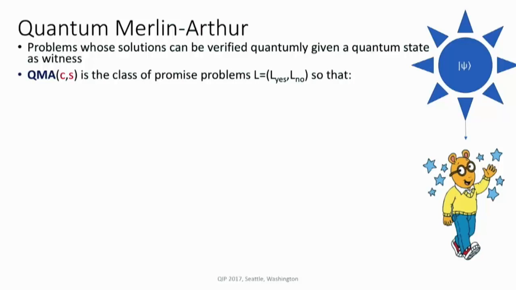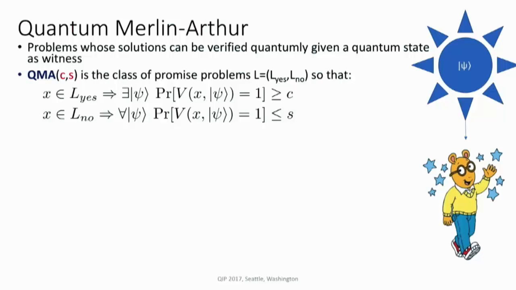QMA with completeness C and soundness S is the class of promise problems so that if the answer is yes, there exists a polynomial in n qubit quantum state psi that Merlin can send to Arthur that convinces Arthur, that's V, the verifier, to accept with probability greater than C, the completeness. Whereas if the answer is no, then no matter what quantum state psi Merlin sends to Arthur, Arthur accepts with probability less than S, the soundness.